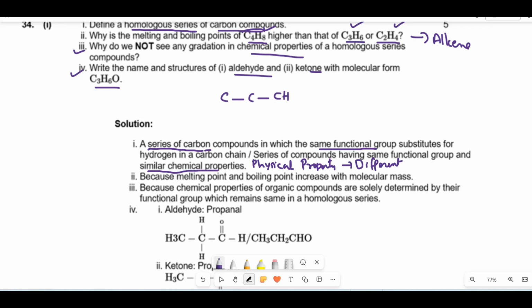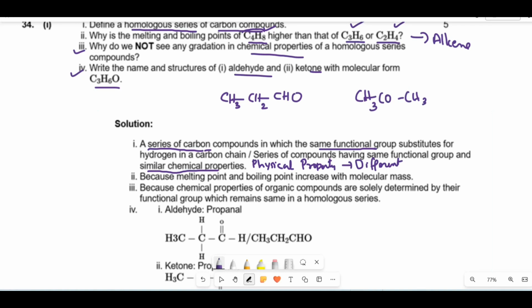So aldehyde, the functional group is CHO: CH3, CH2, CH2, CHO. This is an aldehyde. And for ketone, you need a CO group. Functional group is CO: CH3, CO, CH3. This is ketone.